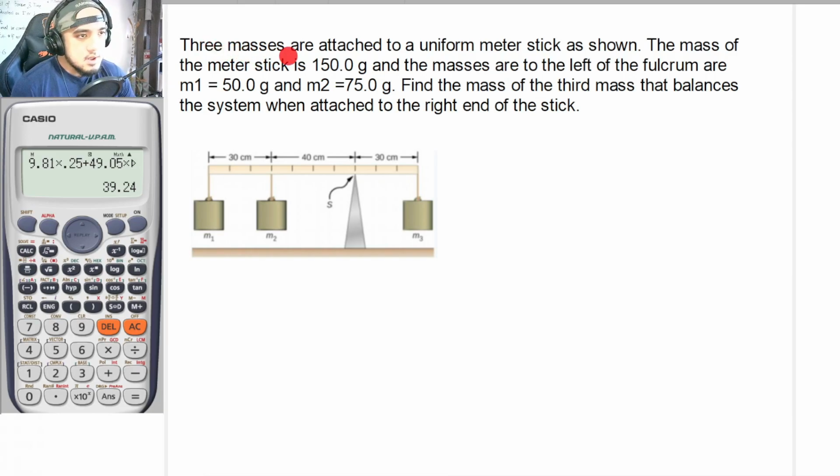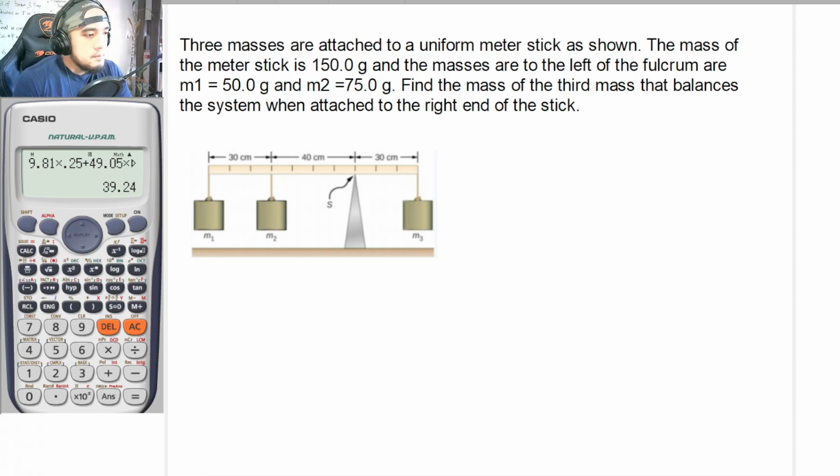So 3 masses are attached to a uniform meter stick as shown. So this is now to be our figure here. The mass of the meter stick is 150 grams, and the masses to the left of the fulcrum are 50 grams and 75 grams respectively. Find the mass of the third mass that balances the system when attached to the right end of the stick. So basically, this is now to be M3, and this M3 is actually the mass that we are searching for.